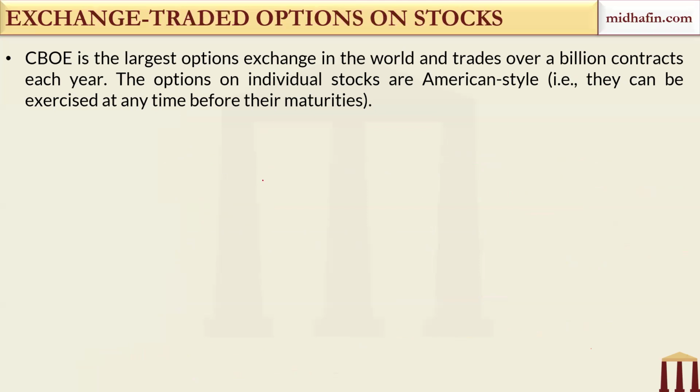The Chicago Board Options Exchange, I think, is the largest options exchange in the world and trades over a billion contracts each year. There, the options are American style, so they can be exercised at any time before maturity. Over there, one option contract corresponds to 100 shares.